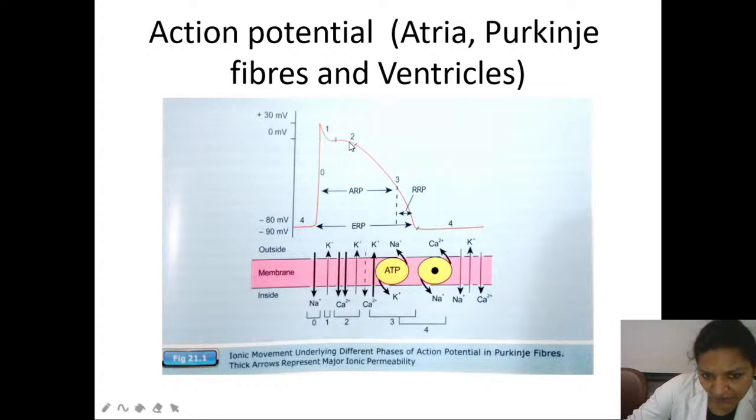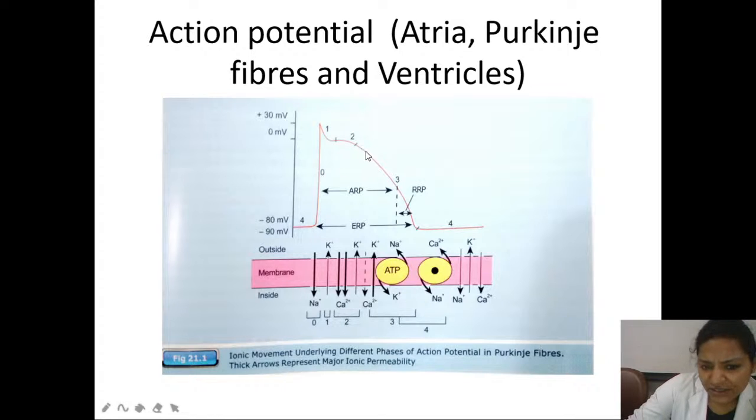Now following phase 1, there is phase 2. This phase 2, or the plateau phase, is characterized by opening of two channels. Potassium channels started opening here only, so here also they are open, and along with that calcium channels are open, right? So basically there is a balance between the calcium influx and the potassium efflux. You can see it here. There is a balance between the calcium influx and the potassium efflux. So this is phase 2.